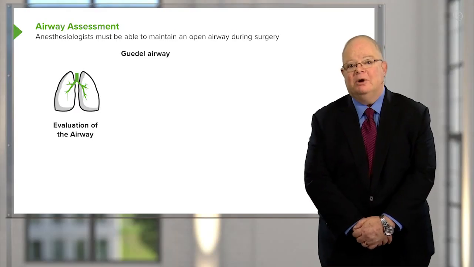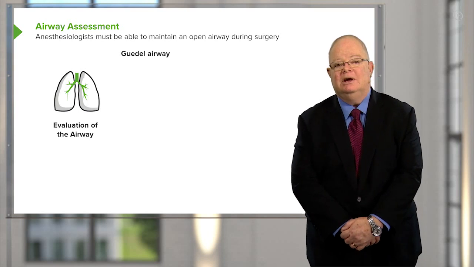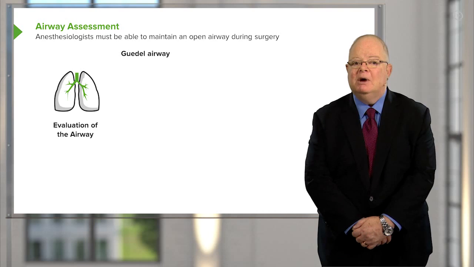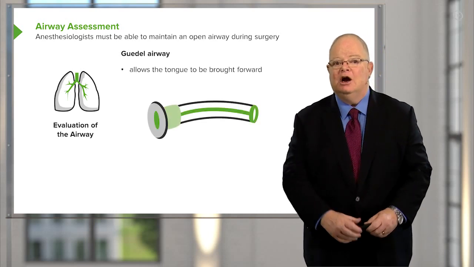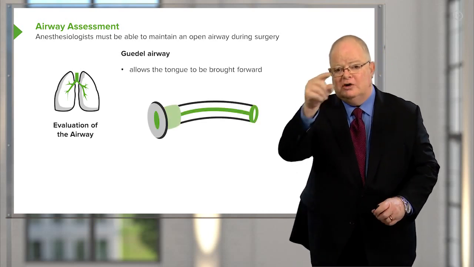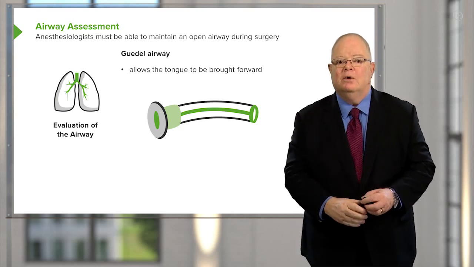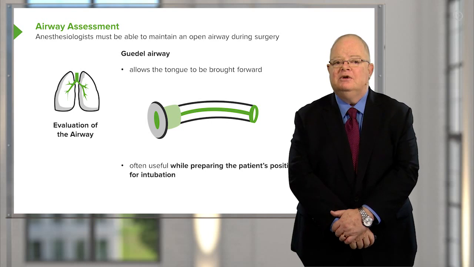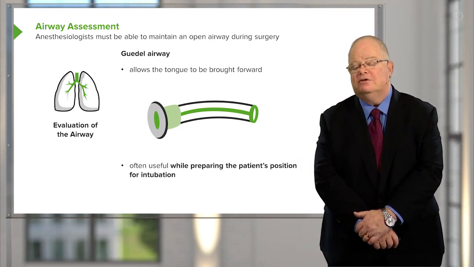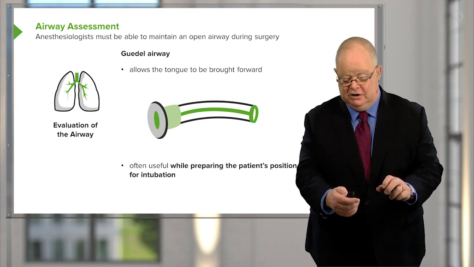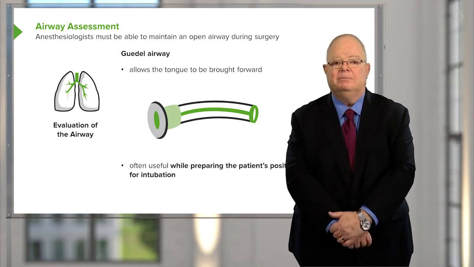We're the airway experts, so it's really important that we maintain an open airway during surgery. One way of doing this is using a Goodell airway, which is the little hooked airway most of you have seen, goes in the mouth and holds the tongue forward. This is often useful in preparing the patient position for intubation. So after they're induced, but before intubation, you can use the Goodell airway.